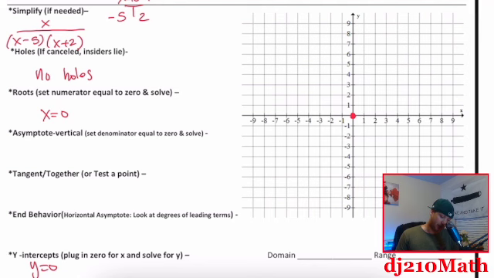Okay. Vertical asymptote is when the bottom is equal to 0. And here, inside lies. Definitely inside lies. This is going to be x equals 5, right? Because that'll make this 0, and 0 times anything is 0. And then x equals negative 2. Again, that's going to make this 0, and 0 times anything is 0. So vertical asymptotes at negative 2 and positive 5.